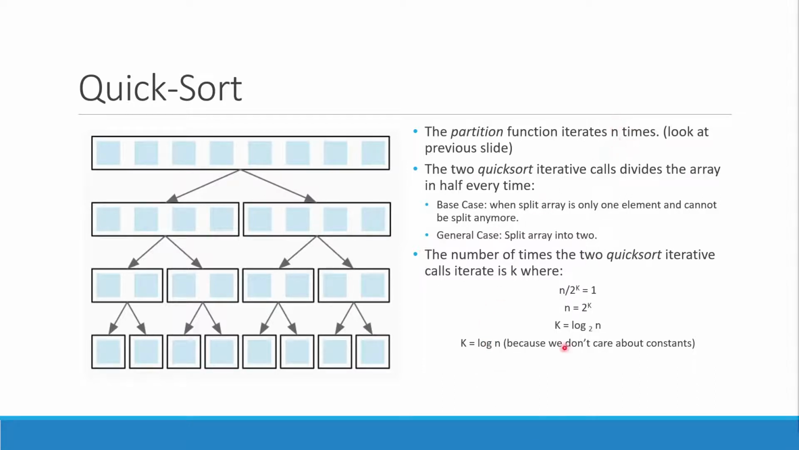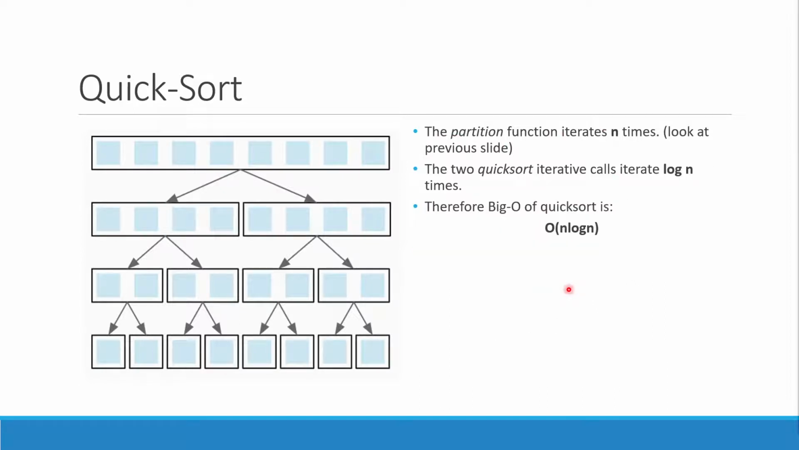So we have n, where the partition function is called, and we have log n, where the two quicksort recursive calls are dividing this array each time. The partition function is occurring each time we do a recursive call, okay? So as a result, because partition is iterating n times and quicksort is iterating log n times, the big O of quicksort is going to be O(n log n), okay?